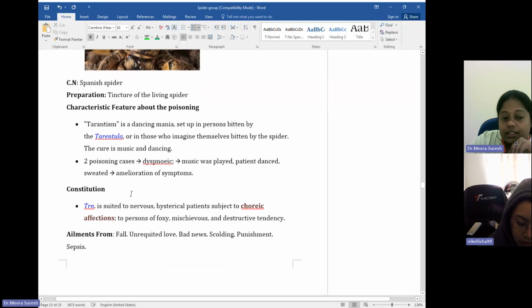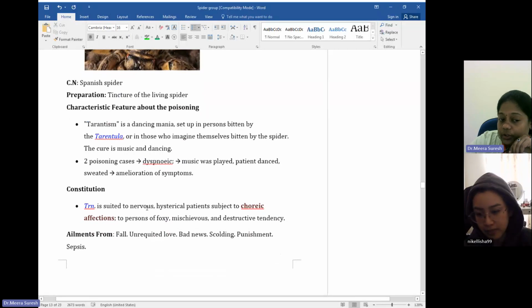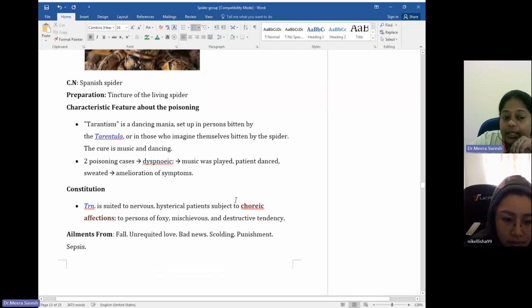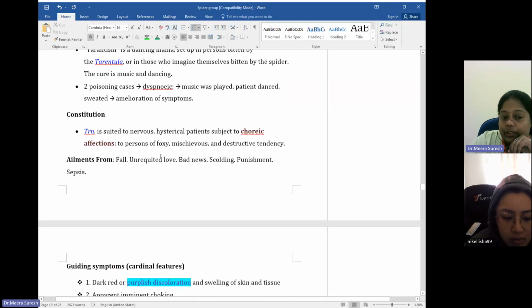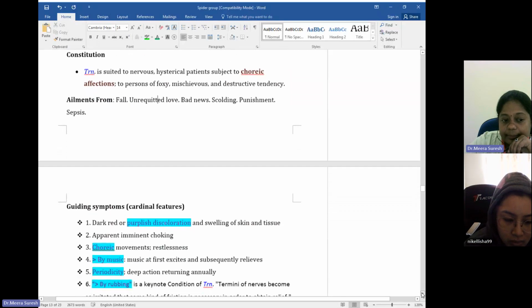The constitution is, this is more suited for nervous hysterical patients, similar to what we saw in Theridion, and also choric affections. So chorea is also an important feature, and the person will be very cunning, mischievous with a destructive tendency. They have ailments from fall, unrequited love. I doubt this is the spelling. Bad news, scalding, punishment, and also septic conditions.